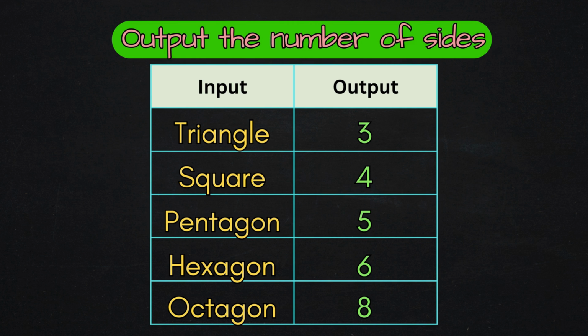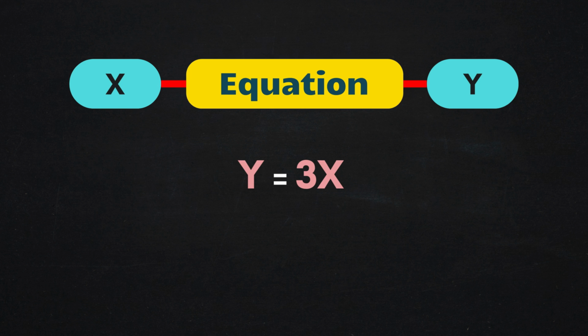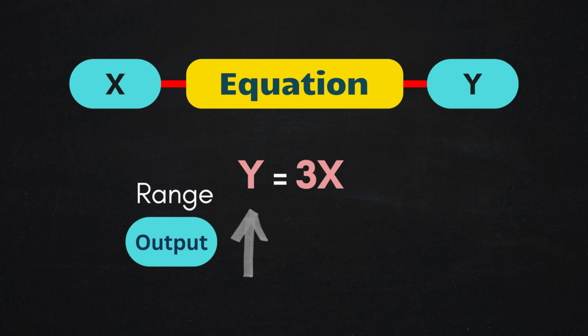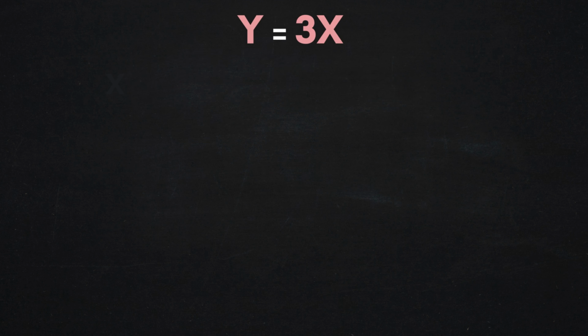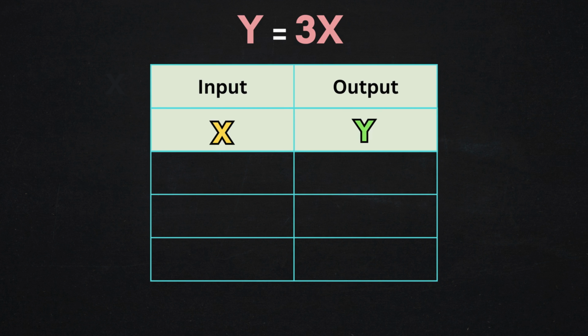Pretty straightforward, right? However, most functions you'll deal with in algebra are a bit more abstract. Typically, they relate one variable to another through an equation, like this: y equals 3x. In this case, we treat x as our domain, the set of all possible inputs, and y as our range, the set of outputs. Thus, y equals 3x represents a basic algebraic function. Just as we did earlier, we can create a function table for this function to demonstrate the input-output relationships.